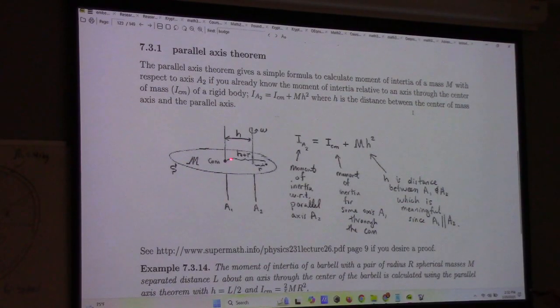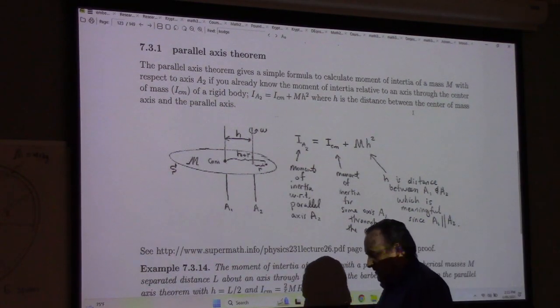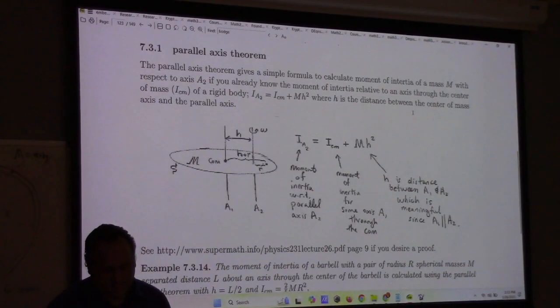So if I have this picture, this is the parallel axis theorem. The parallel axis theorem says that if you have one axis that goes through the center of mass, and you've got another axis which is parallel to it, then the moment of inertia relative to the parallel axis is equal to the moment of inertia relative to the center of mass axis plus mh squared, where h is the distance between the parallel axes. So this gives us a way of finding new moments of inertia from old, but you have to make sure that your moment of inertia is with respect to a parallel axis.